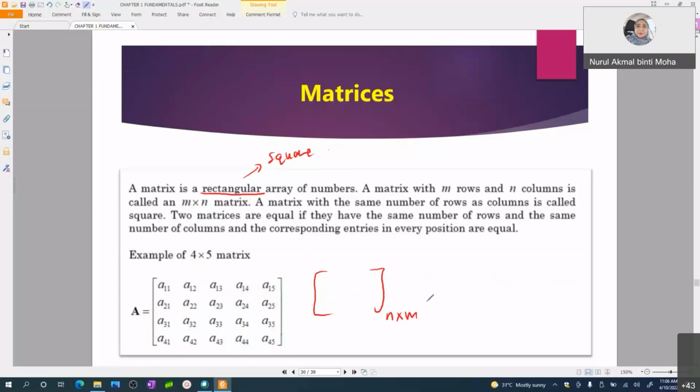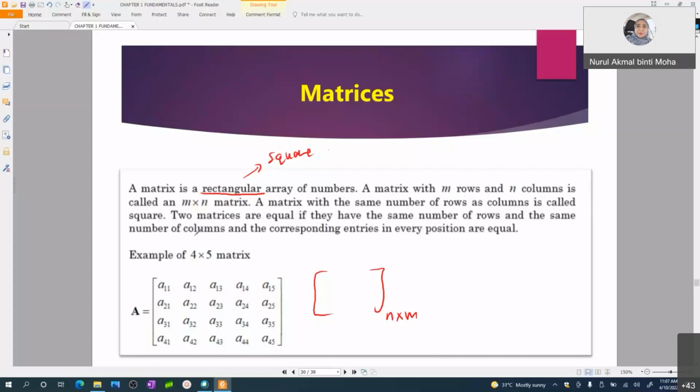Okay, you can always have n times m instead of n times n. So that's why the word here says rectangular. A matrix with m rows and n columns is called an m times n matrix. A matrix with the same number of rows as columns is called square.